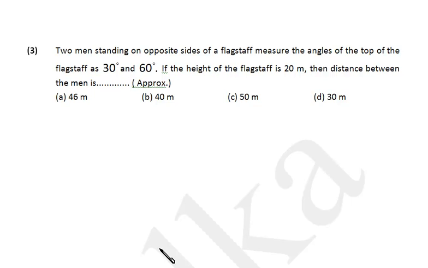Now this one: two men standing on opposite side of a flagstaff. I assume this to be the flagstaff. One person standing here, one person is there. So this is the situation, right? From one side the angle is 30 degree, the angle that is farther from this point should be smaller, and this is 60 degree, right? If the height of the flagstaff is 20, the distance between the persons, so this is suppose x till here, and this is y. Again, relationship between these two is given by tan theta.